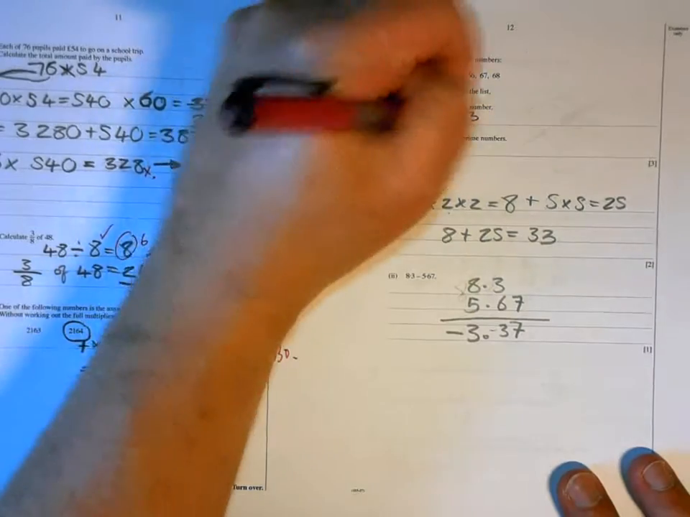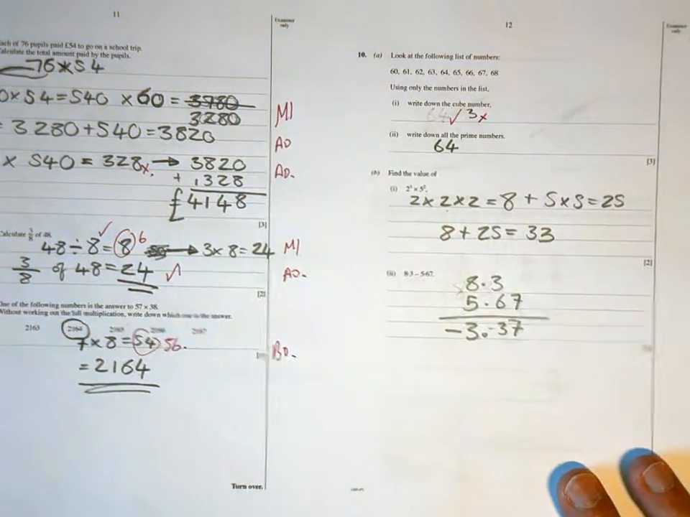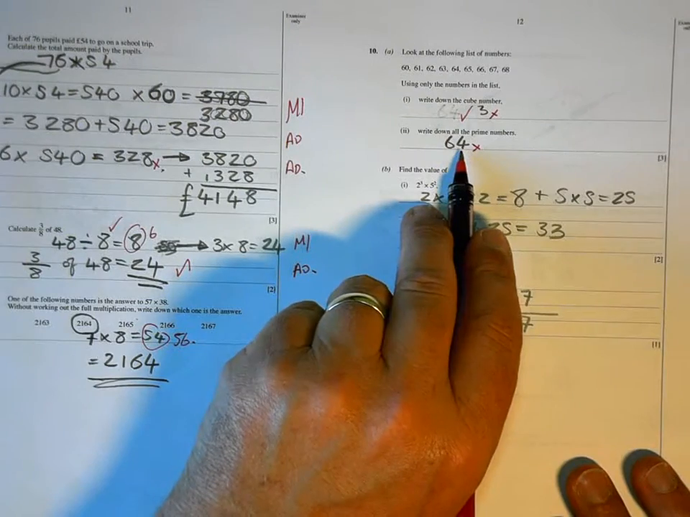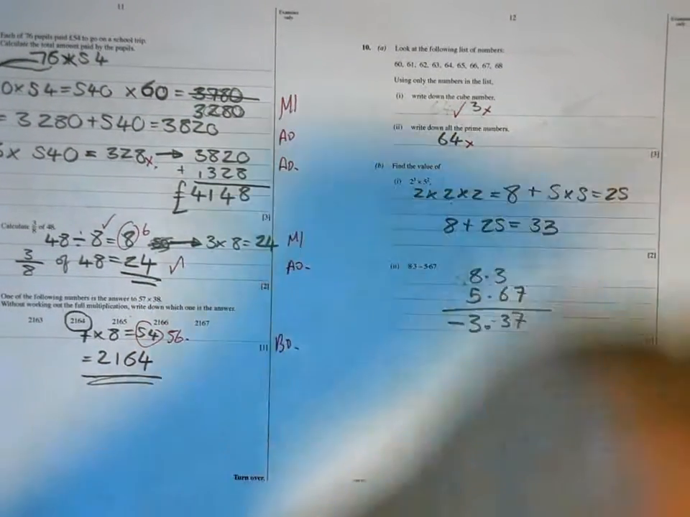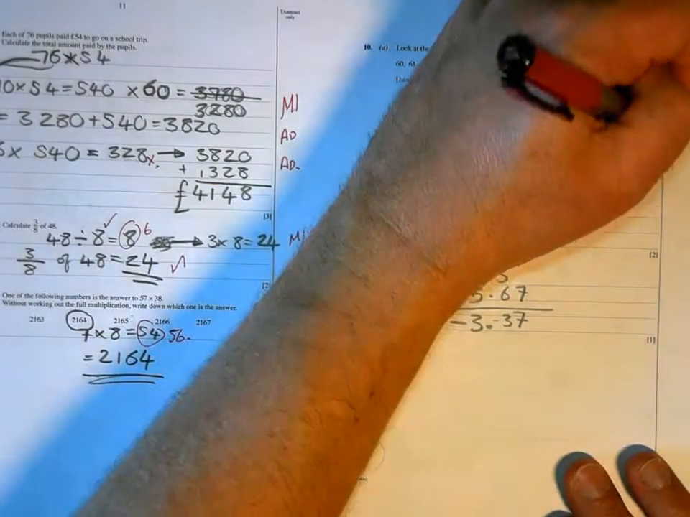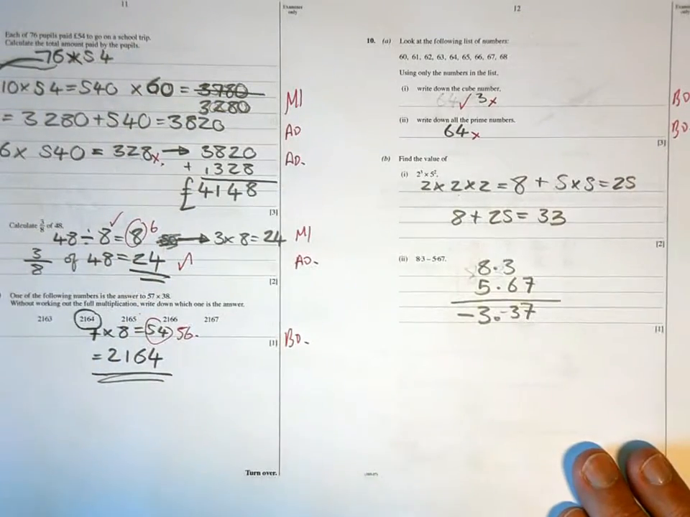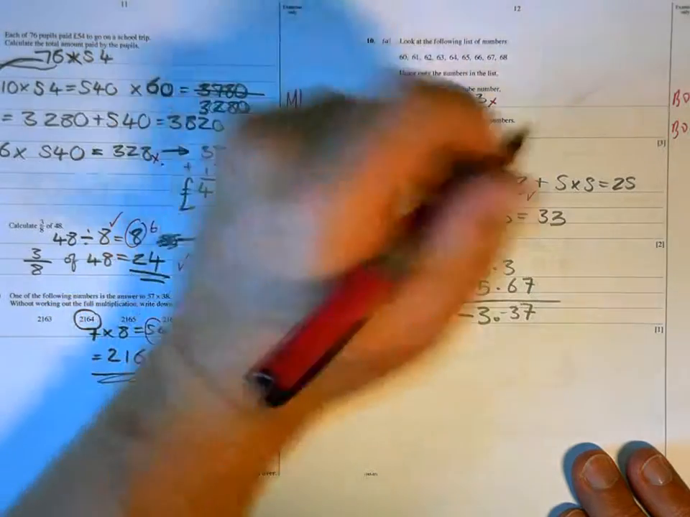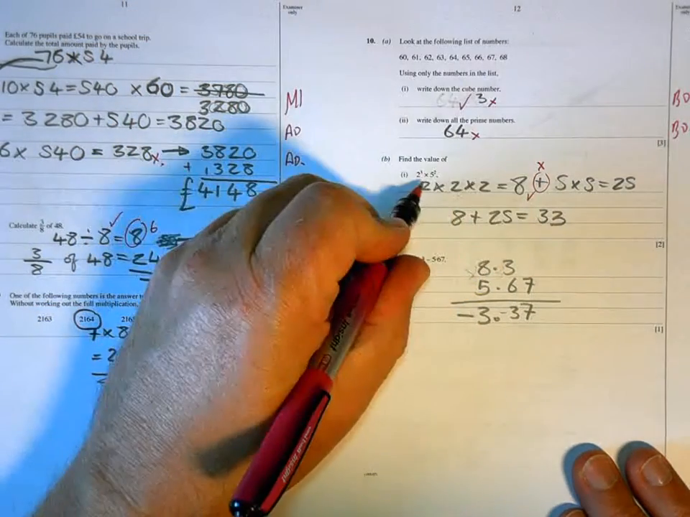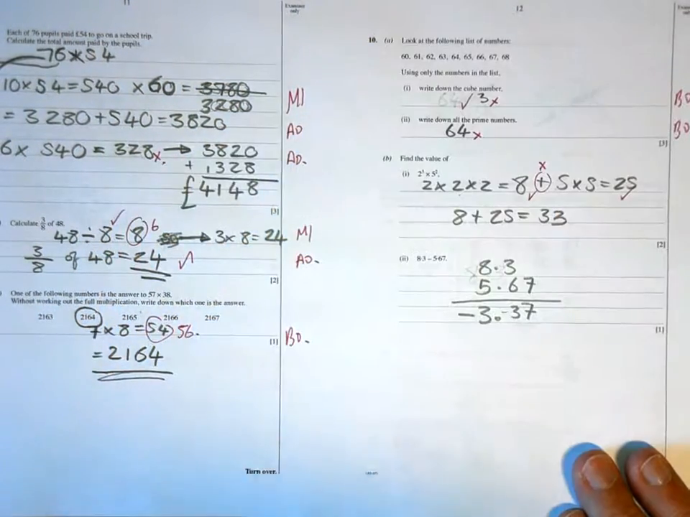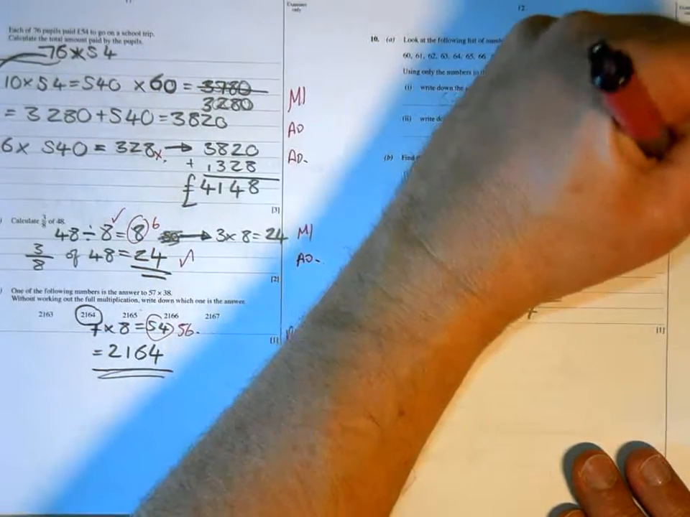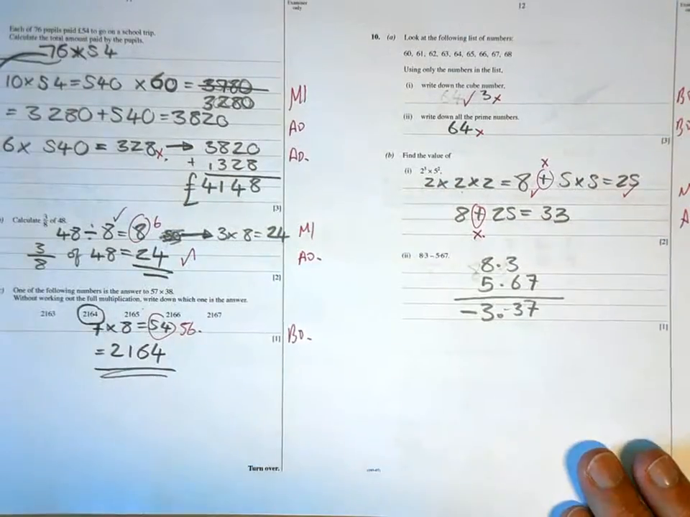64 is the cube number. 3 isn't the cube number. 3 isn't even in the list. And that can't be prime because it's even. The only even prime number is 2. So I'm afraid I can't give you those. 2 times 2 times 2 is 8. And then it should be times 5 times 5 is 25. So that should be 8 times 25. But your cube and your square is correct.